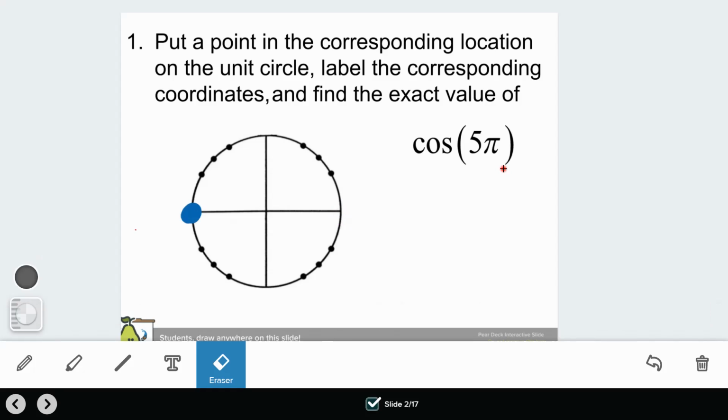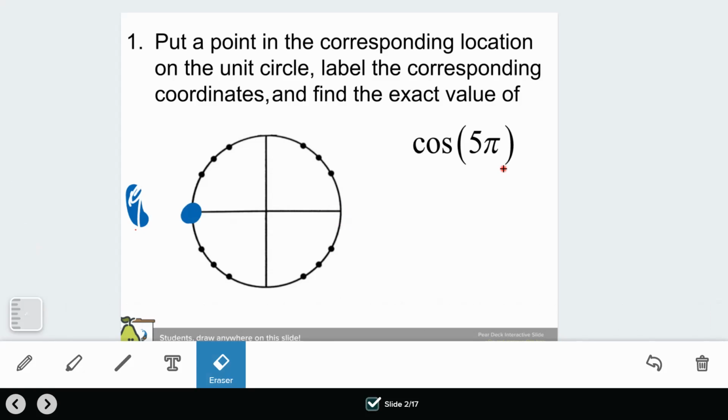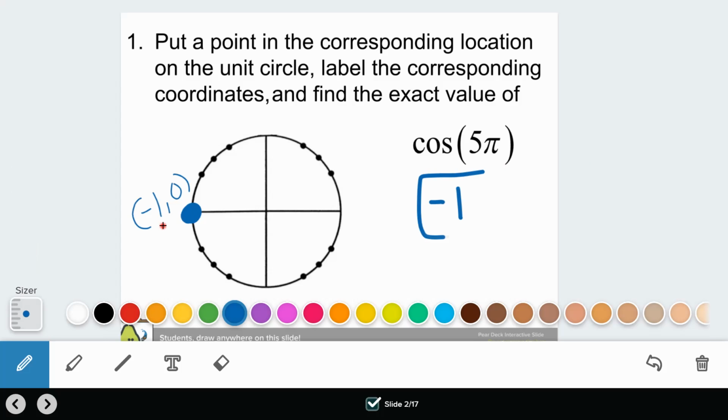And then the coordinates of this point are going to be -1, 0. And so cosine is the x coordinate. So the answer to this is going to be -1. That is our answer, -1.